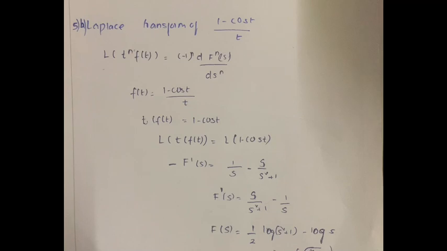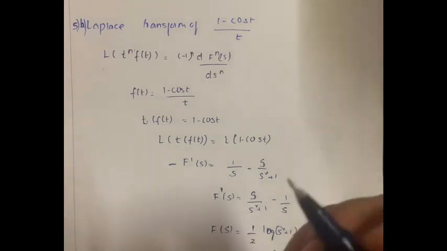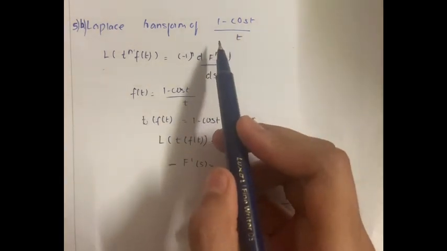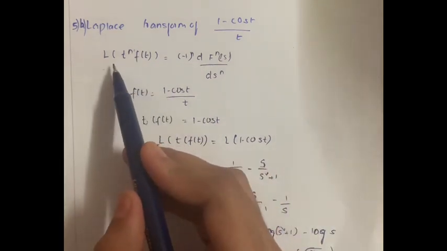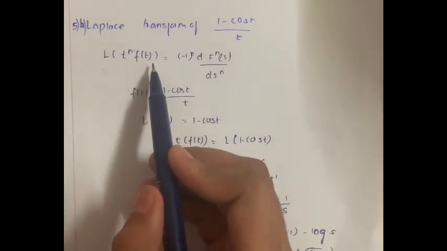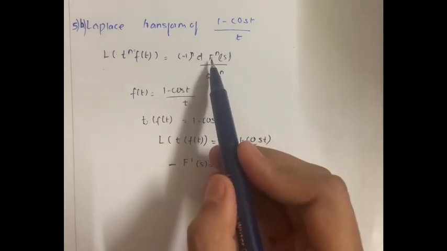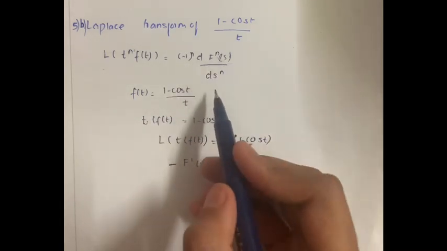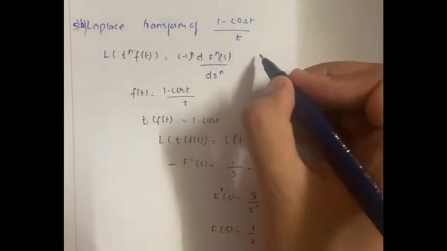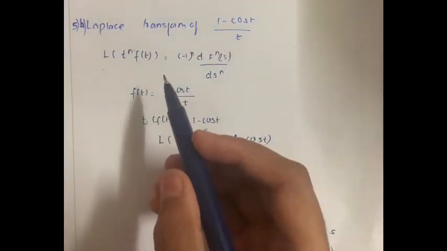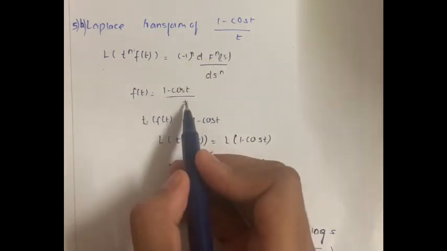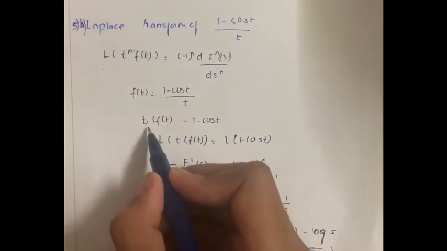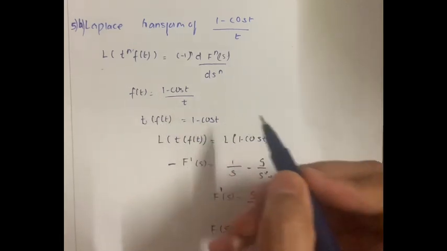For 5b, find the Laplace transform of (1 minus cos t) by t. This can be solved using different methods. I'll be using the easiest method. L of t power n f of t is equal to minus 1 power n d power n of F of s by ds power n. As we already know this formula, let's take f of t is equal to (1 minus cos t) by t. Send this t to this side. Then we'll be getting t into f of t is equal to 1 minus cos t.